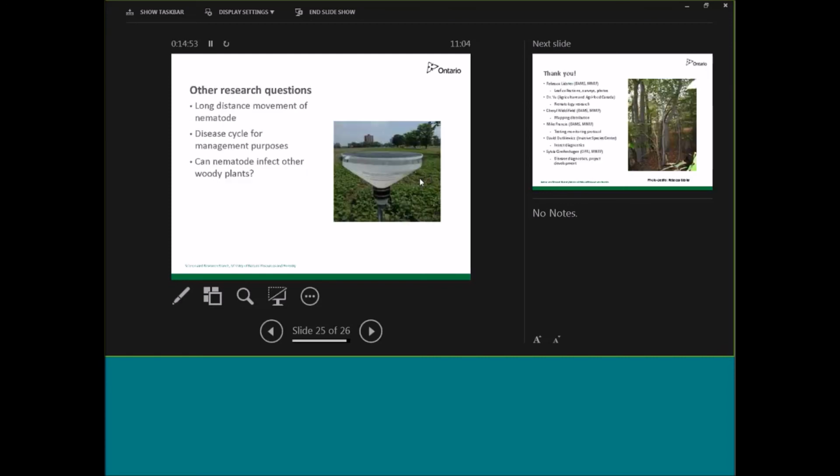Some other questions that we have, how is this nematode spreading? So we're looking at different trapping methods to get an idea of if this is, maybe it's insect dispersed, maybe this is wind dispersed. So we want to better understand that. We want to understand the disease cycle so that way we have an opportunity to develop some management. And also we want to make sure that this nematode is not capable of affecting any of other tree species in Ontario.